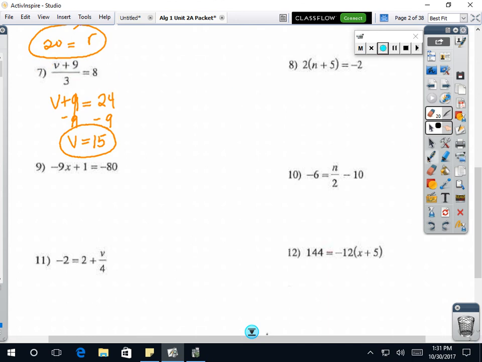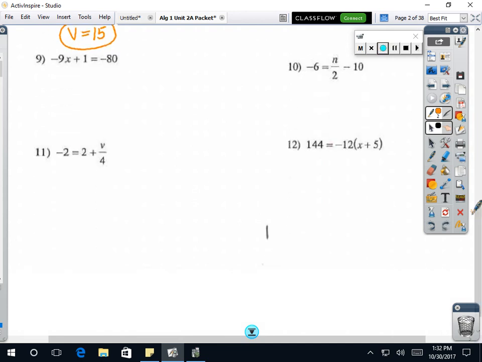Okay, so now we check it by plugging in the 15. What is 15 plus 9? 24. And what's 24 divided by 3? 8. So we did it right. So do you see how there's never a reason to get these wrong, especially if you have choices on a test?